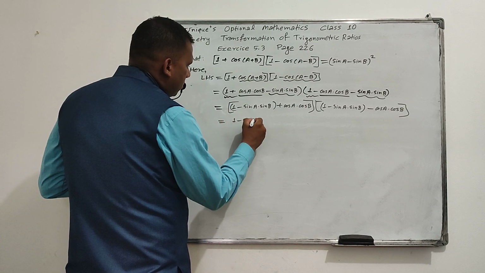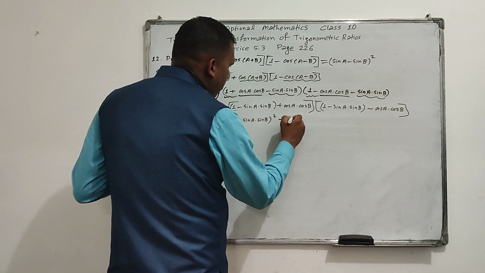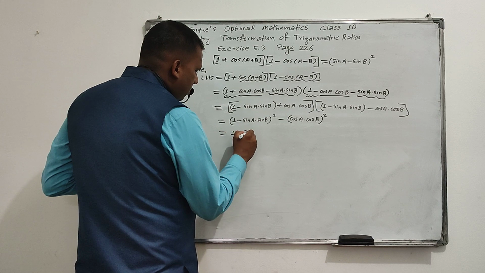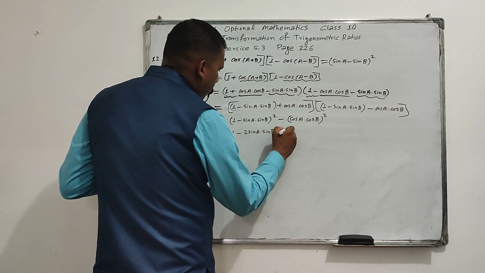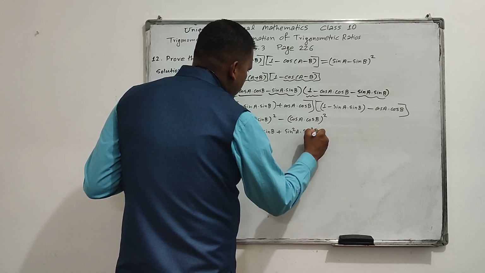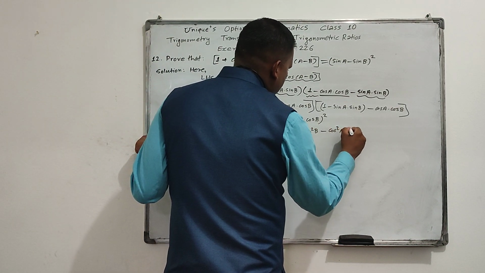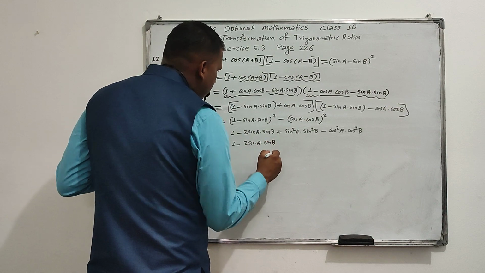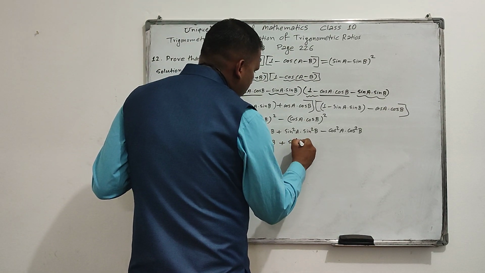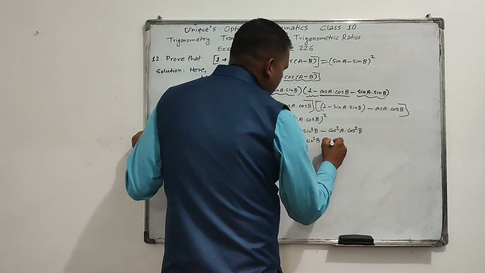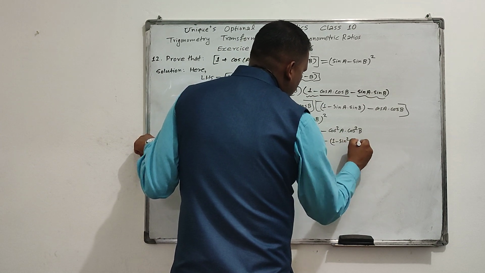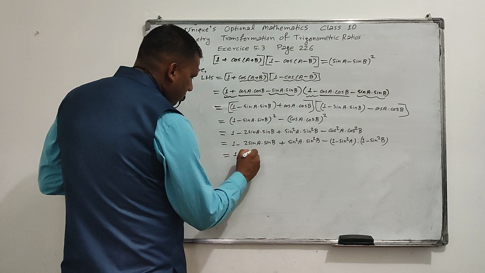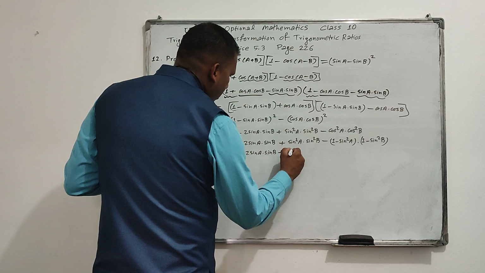So we can write 1 minus sin A sin B whole square minus cos A cos B whole square. Now using the formula here, A minus B whole square, that is 1 square minus 2 times sin A sin B plus B square, sin square A dot sin square B, minus cos A cos B whole square, that is cos square A dot cos square B. Now this is equal to 1 minus 2 sin A sin B plus sin square A dot sin square B, changing this cos in terms of sin. So minus cos square A is 1 minus sin square A, and cos square B is 1 minus sin square B.